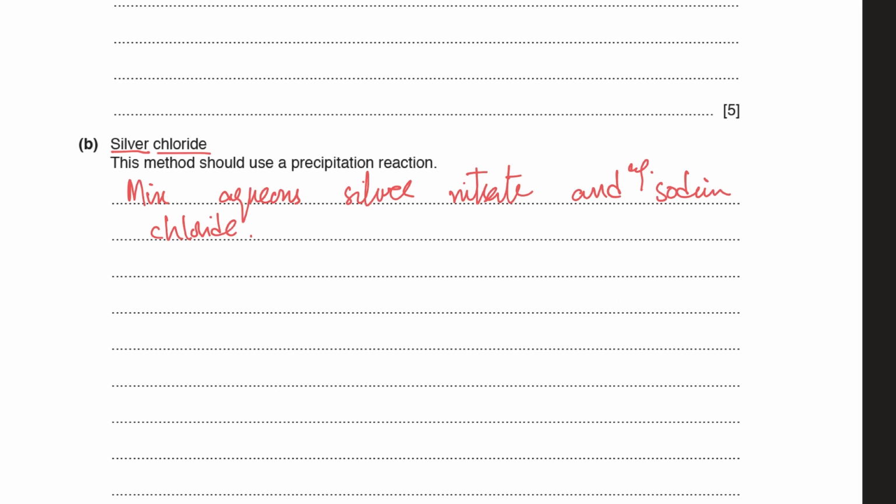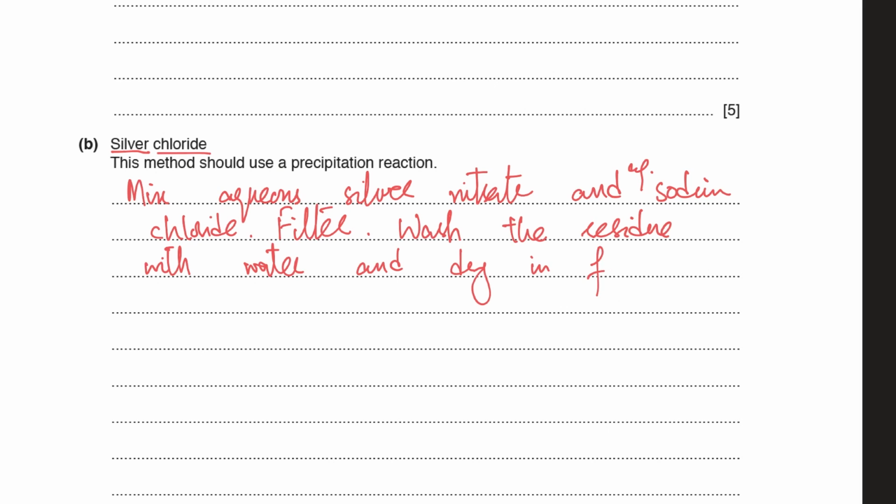And then obviously we have to filter it. Always filter the mixture that you have. Always do that. And then you will obviously get the solid residue. Now remember that this is silver chloride, which is insoluble. So we have to take the residue. So we mention: wash the residue with water. That is to make sure that any soluble impurities are not there. And then you have to get the dry sample of this thing. So then dry in folds of filter paper.